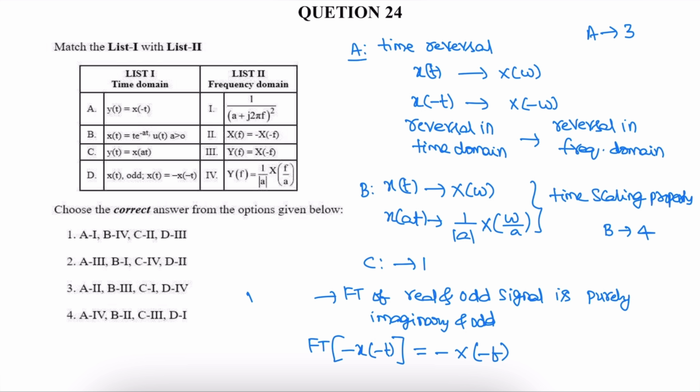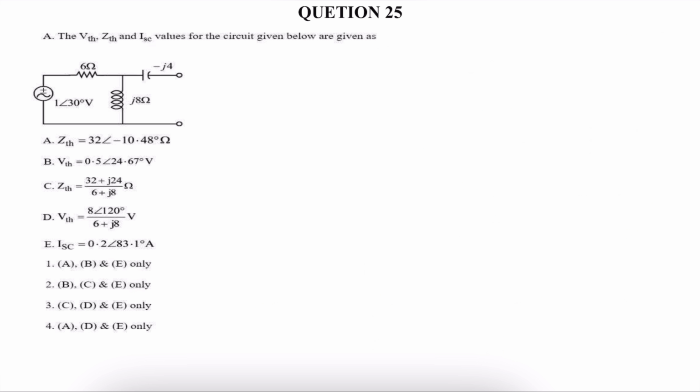So for D, it is 2. A3, B1, C4, D2. So option 2 is correct. Next question.